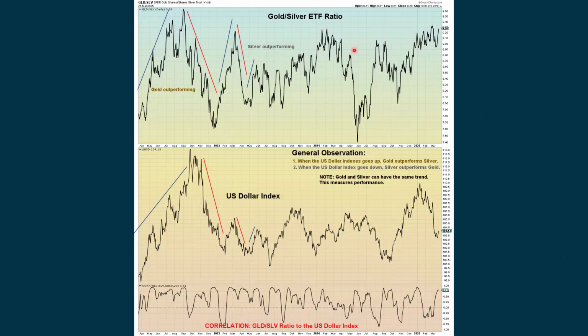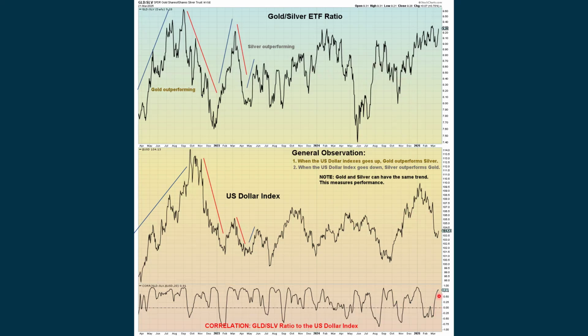And we look at gold to silver ratio. When this is going up, that means gold's outperforming. When this is going down, that means silver's outperforming. And then we compare it to the US dollar index, and there's a fairly high correlation. This just shows us the relationship between precious metals on top and currency in the bottom.